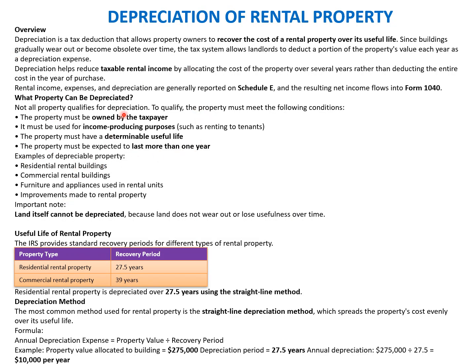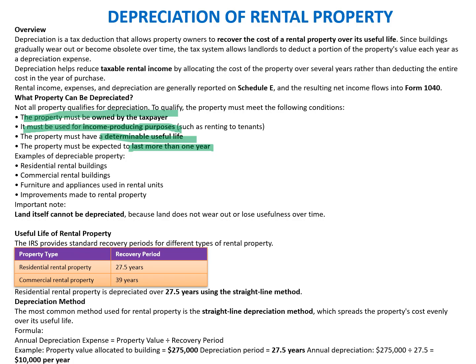Not all property qualifies for depreciation. To claim depreciation, the property must meet the following conditions. What are those? The property must be owned by the taxpayer. This is the first condition, and all the conditions need to be met. It must be used for an income-producing purpose, such as renting to a tenant. The property must have a determinable useful life. The property must be expected to last more than 1 year.